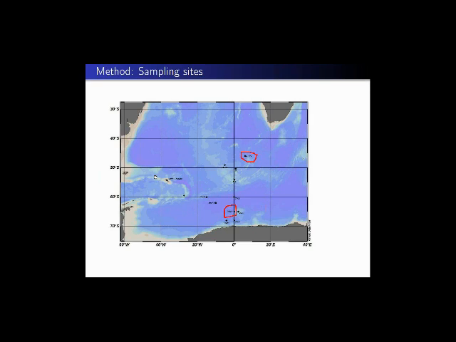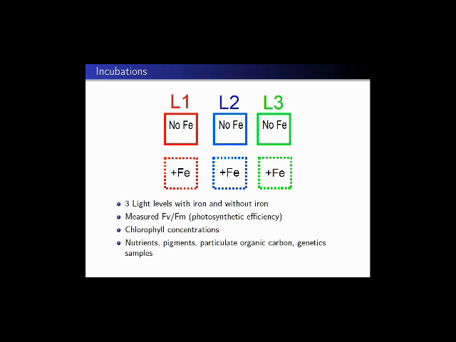We set off on the SA Agulhas II in January, and we went to two stations, one at 46 South and one at 65 South. We collected water samples and separated them into six lots. Half of the lots had no iron added, and we added iron to the other half of the bottles. Then we incubated them at three different light levels: L1, L2, and L3, where the lowest was L1 and the highest was L3.